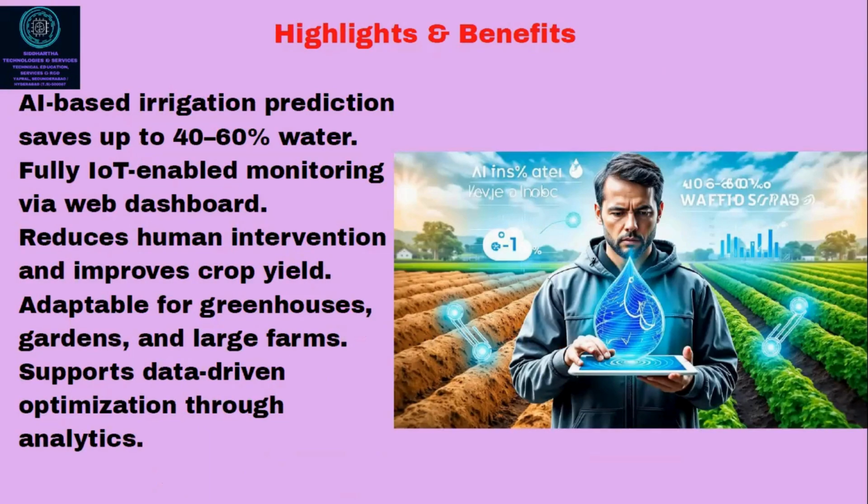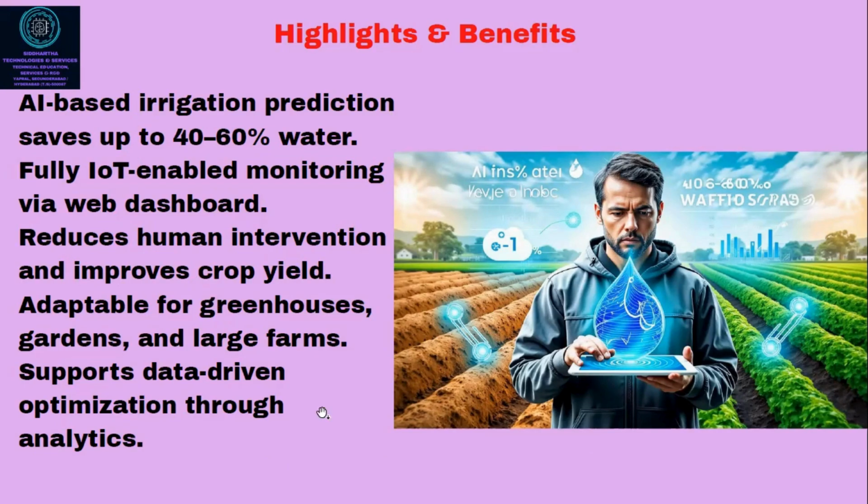Now the benefits. AI-based irrigation prediction saves up to 40 to 60% of the water. That is our main motto. Full IoT-enabled monitoring via web dashboard reduces human intervention and improves crop yield. It's helpful for the farmers. Adaptable for greenhouses, gardens, and large farms. Anywhere you can use it. Supports data-driven optimization through analysis.